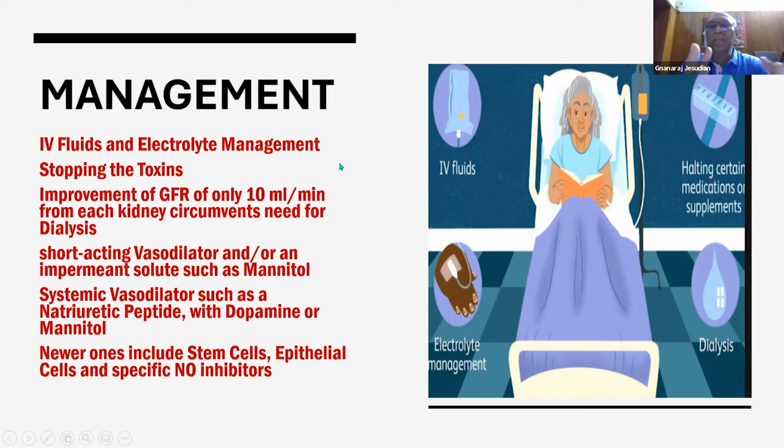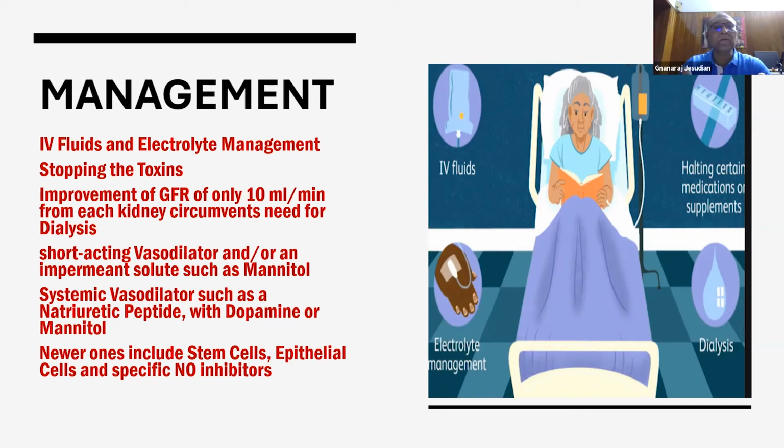So the pre-renal failure is there. Then the important thing is to increase the blood flow to the kidney. How we do it is to increase the fluid. So you give IV fluids, you correct the electrolyte imbalances, and if there is any particular toxin which is causing the renal failure, you stop that.